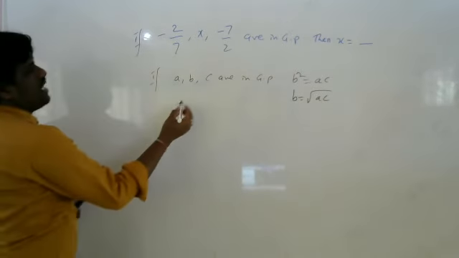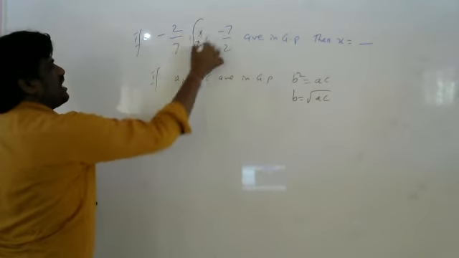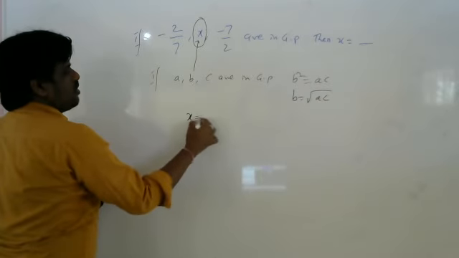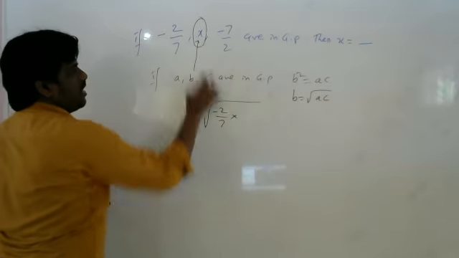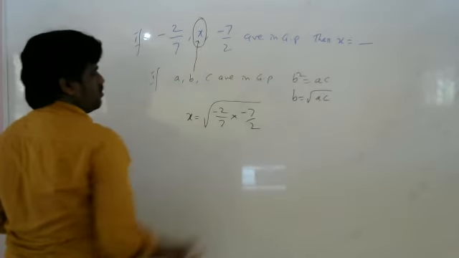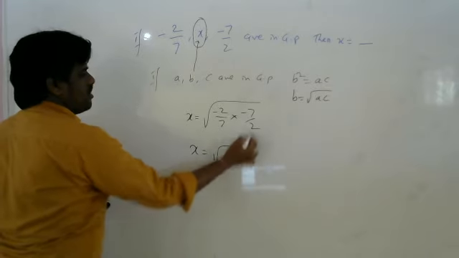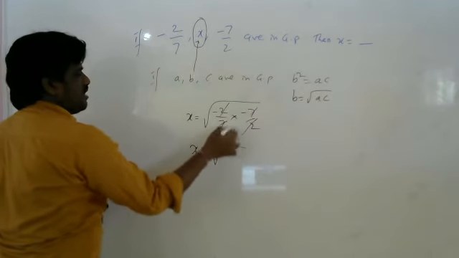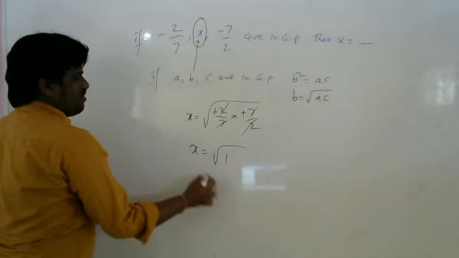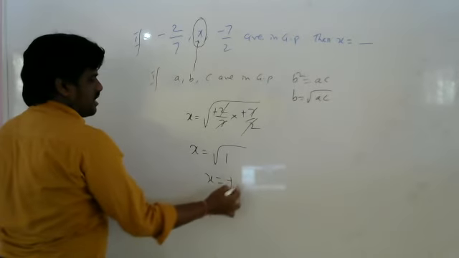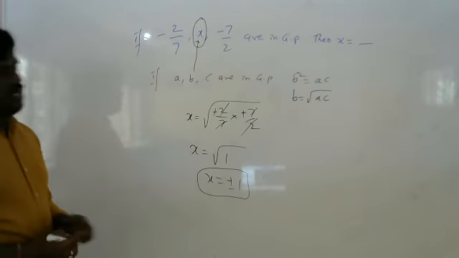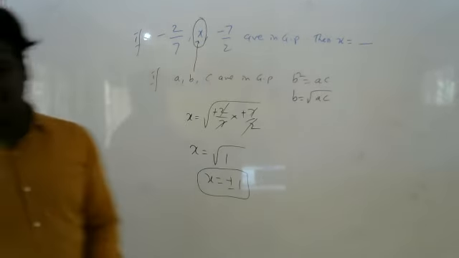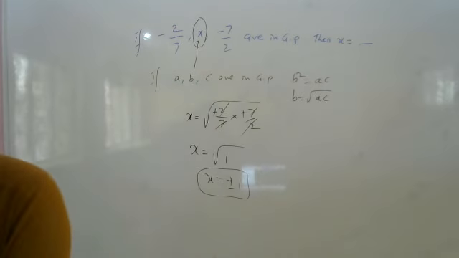Who is b here? X is b. So x is equal to the square root of a into c, that is, minus 2 by 7 into minus 7 by 2. So 2 cancels, 7 cancels, minus cancels. Square root of 1, and root 1 is plus or minus 1. So x is equal to plus or minus 1 is the answer.